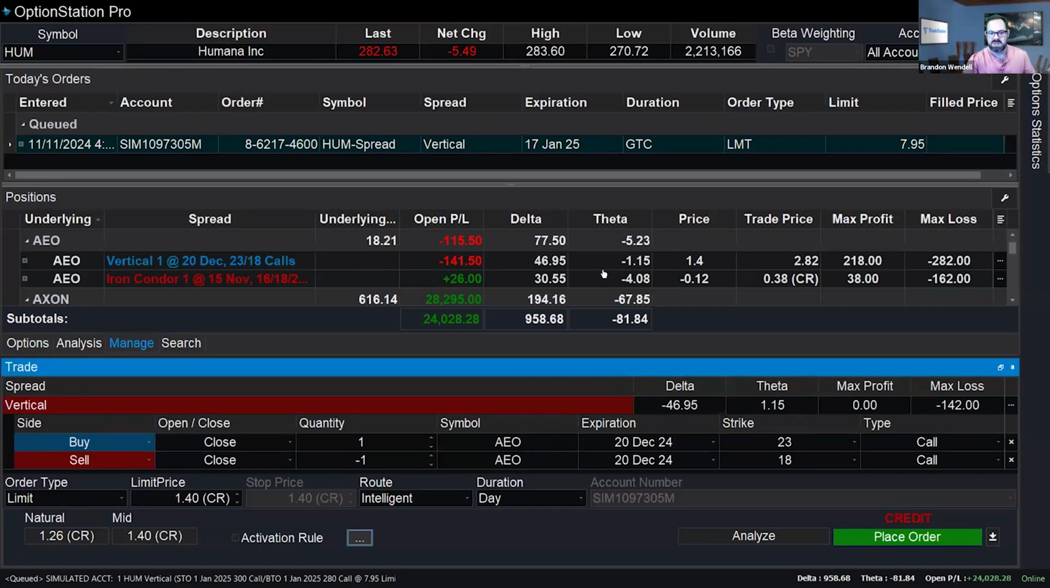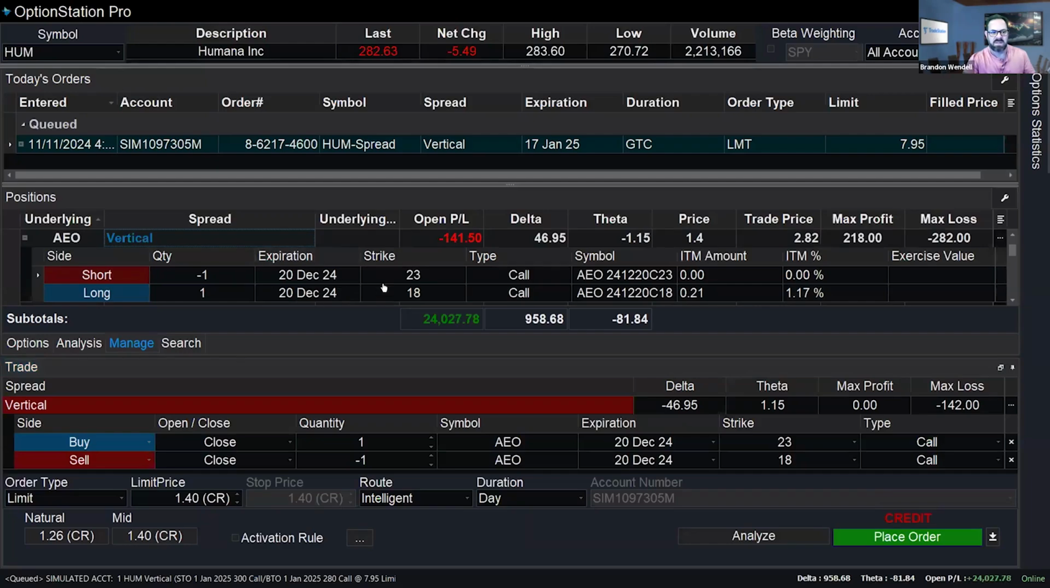Okay, this was entered. I have to check exactly when, but it is a vertical spread. What's the current price? Underlying 1821. So this was a long 18 call. It's a bull call spread, I believe, because we're selling the 23 higher strike, buying the lower strike.